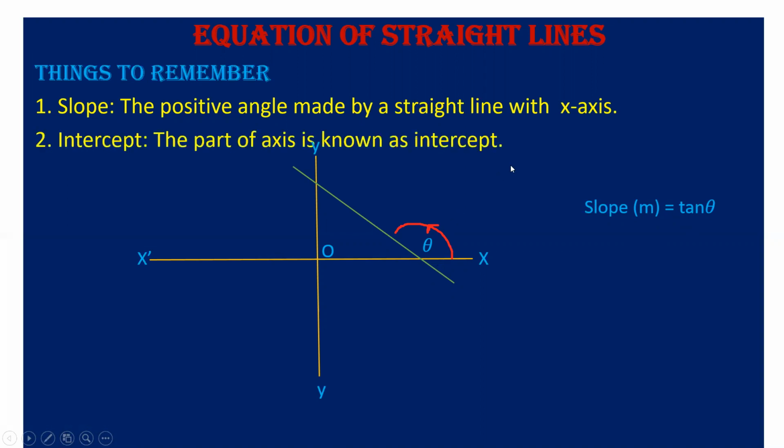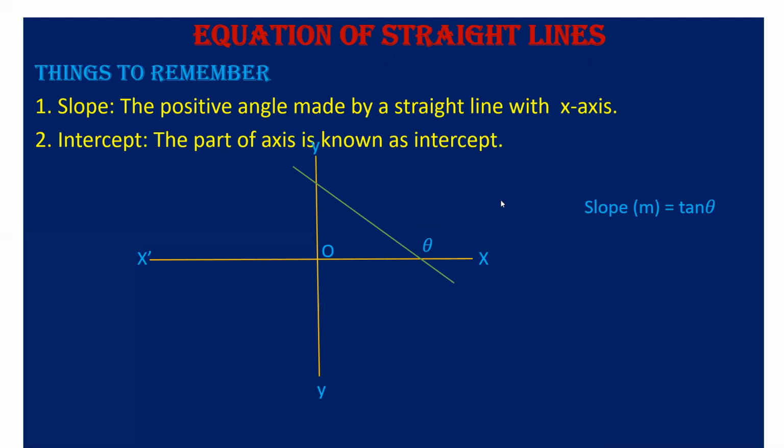And the next thing that we need to understand is the intercept. So intercepts are the parts of the axes. You can see here the straight line has cut the x-axis as well as the y-axis. This is the part of the x-axis and this is a part of the y-axis made by the straight line. The part of the x-axis is known as the x-intercept and it is denoted by the small letter a. And the part of the y-axis is known as the y-intercept and it is denoted by the small letter b.